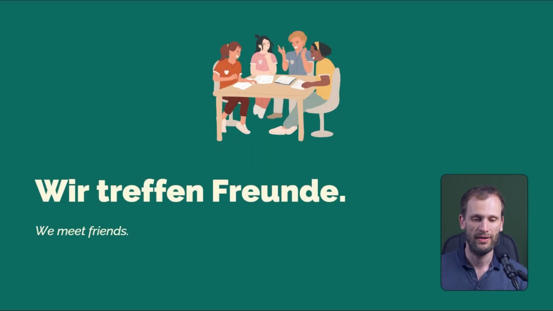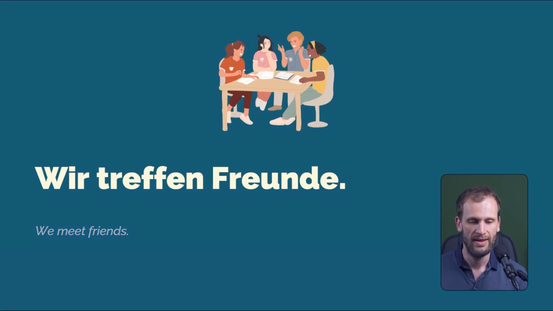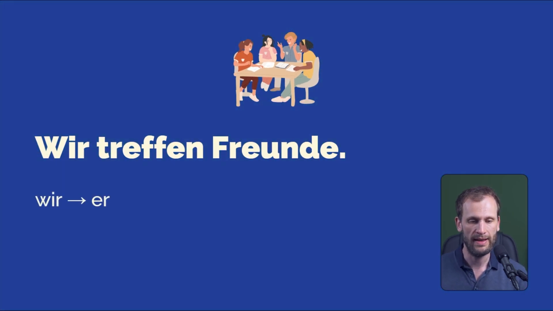Next sentence. "Wir treffen Freunde." We meet friends, or we are meeting friends, or we will meet friends. We many times use the present tense for the future. So it might be like tomorrow night we are meeting friends. That's why in English this might be translated to we will meet, or we are meeting, or we are going to meet. Something like that. Anyway, let's change the subject again from "wir" to "er," third person singular, masculine.